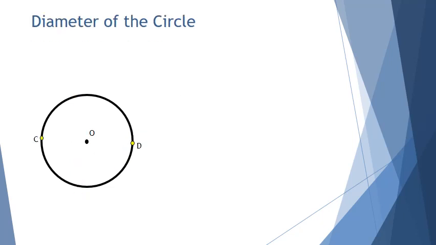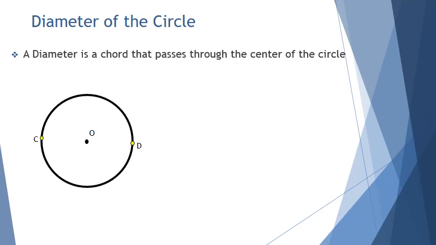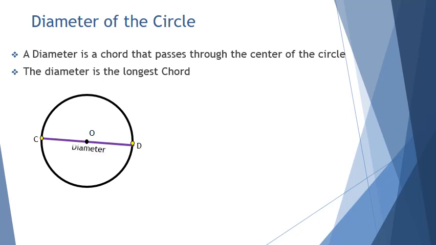Diameter of the circle. A diameter is a chord that passes through the center of the circle. Diameter is also called the longest chord because it joins 2 points on the circle as well as cutting through the center of the circle. Diameter can be a chord, but a chord cannot be a diameter. Diameter is 2 times its radius. So 2 radii make 1 diameter, or radius is half of diameter. Let us name the diameter here: diameter COD.